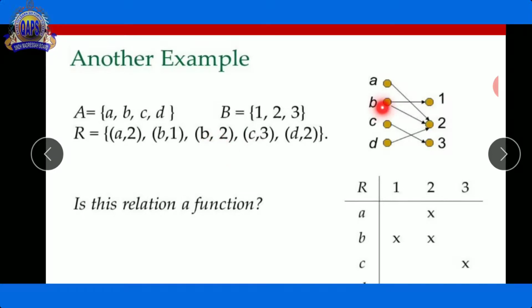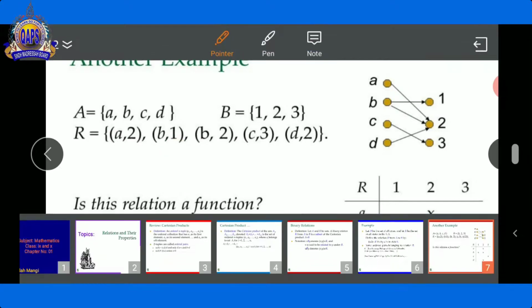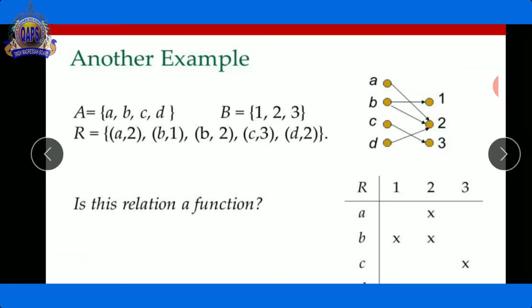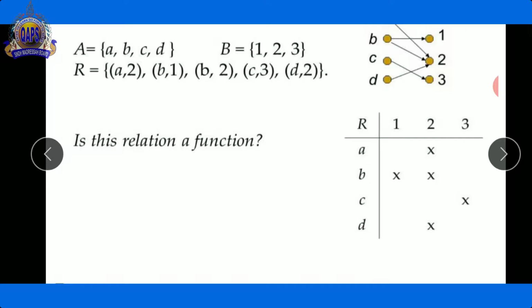So there is another relation: B is related with 2. Now C is related with 3, and D is related with 2. So this is our main relation in the form of ordered pairs. These are ordered pairs because there are only two numbers, A and 2, B and 1. So that's a relation. Now see here in this example, is this relation a function or not?